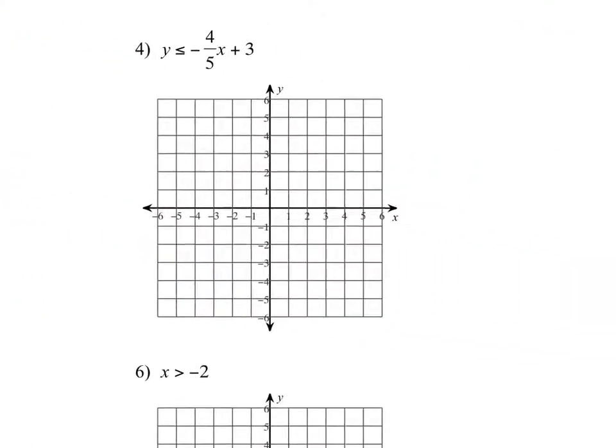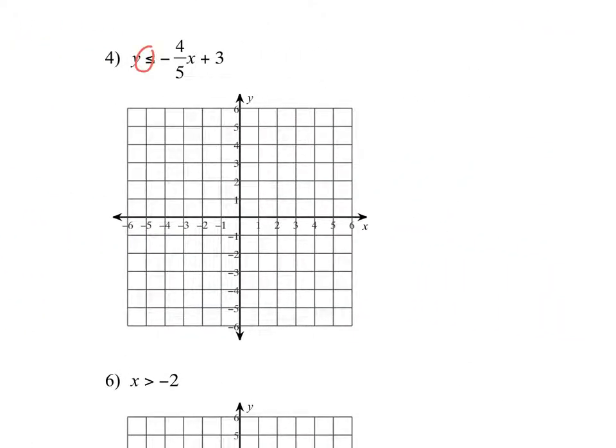All right, question 4. Again, this is going to be solid. And this time we're below because it says less than. Starting at positive 3. And then it says negative 4 over 5. We're going to put that negative on either the 4 or the 5, but not both. So I'm going to go down 4, 1, 2, 3, 4, and to the right 5.